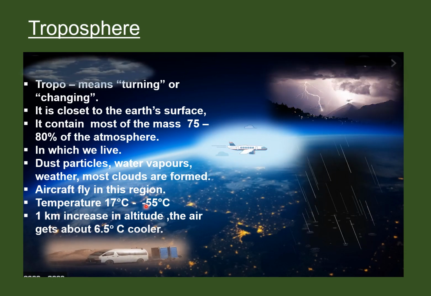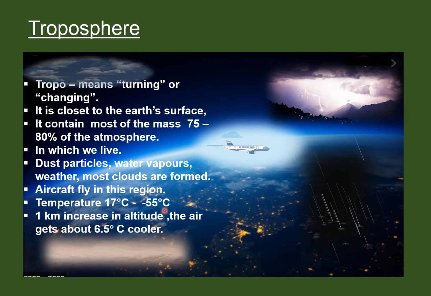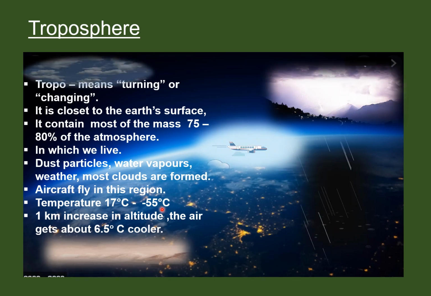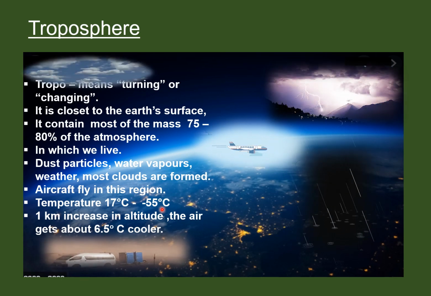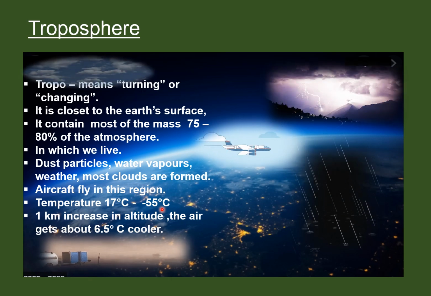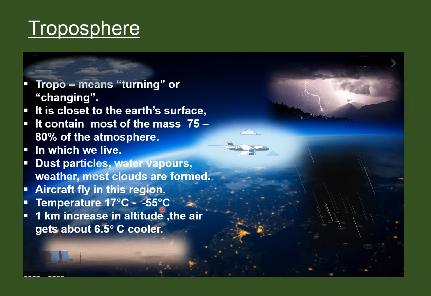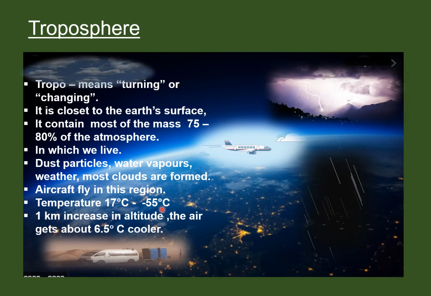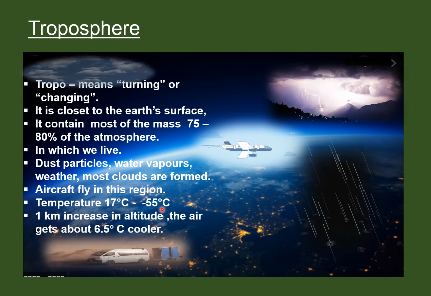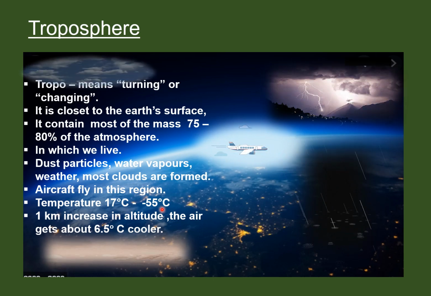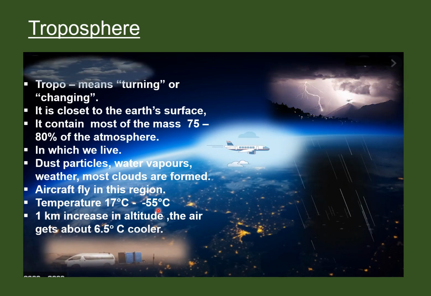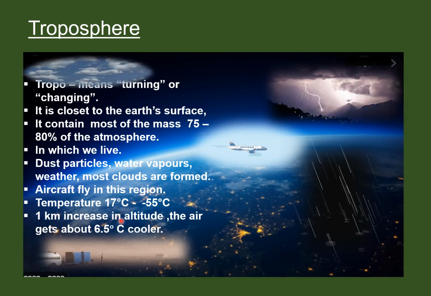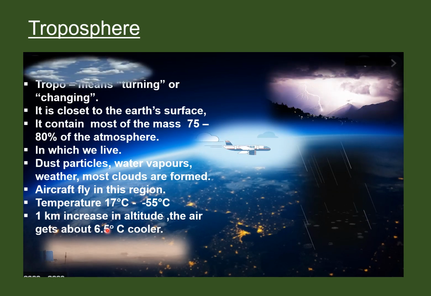This layer contains carbon dioxide molecules. The carbon dioxide molecules absorb infrared radiation which is emitted from the earth, and as we move towards the high altitude, the carbon dioxide concentration decreases. That's why the temperature of this layer also decreases up to minus 55 degrees centigrade. For 1 kilometer increase in altitude, the air gets about 6.5 degrees centigrade cooler.